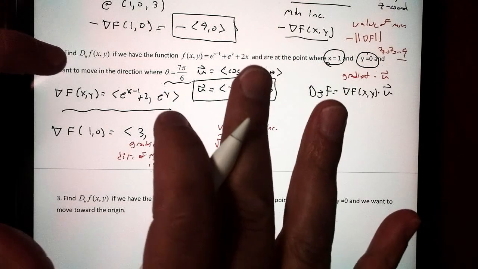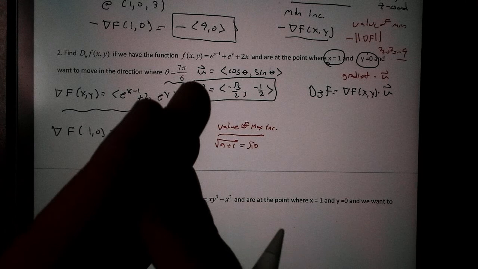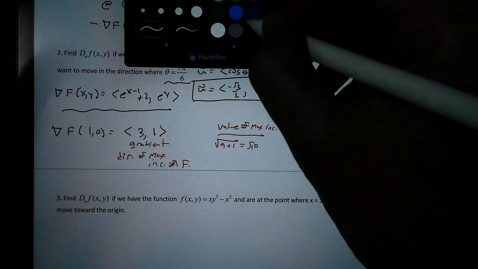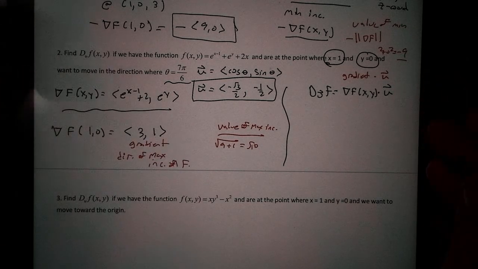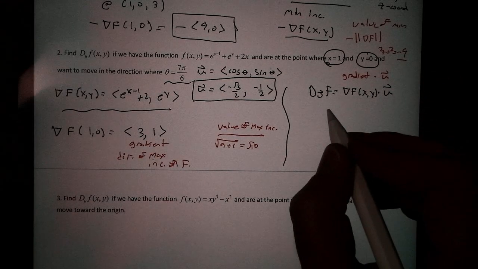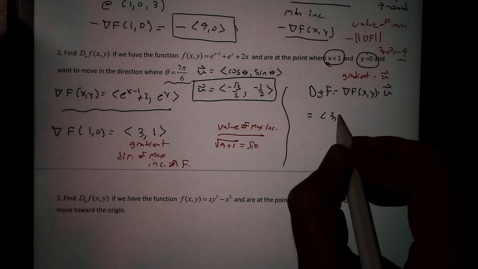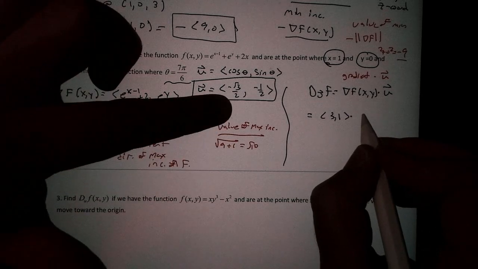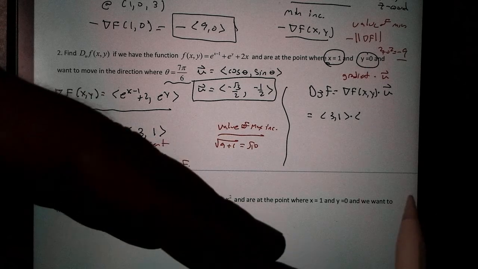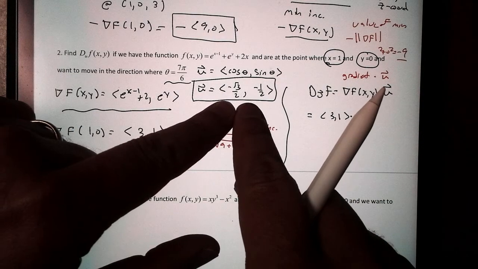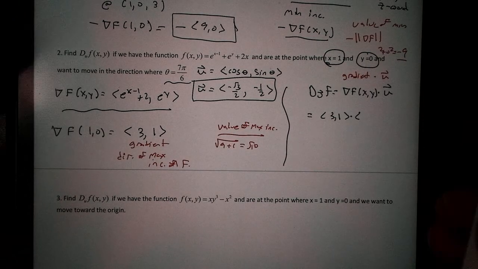Now that is not what this question is looking for. That's just kind of free stuff right there. Just kind of a review of what the gradient does for us. But it also allows us to find the slope in any direction. So let's see here. My rule says to take my gradient, which we found was 3, 1, and we're going to dot that with our direction vector. By dotting our gradient with our direction vector, it's going to give us the slope in the direction of 7 pi over 6 from the point 1, 0.